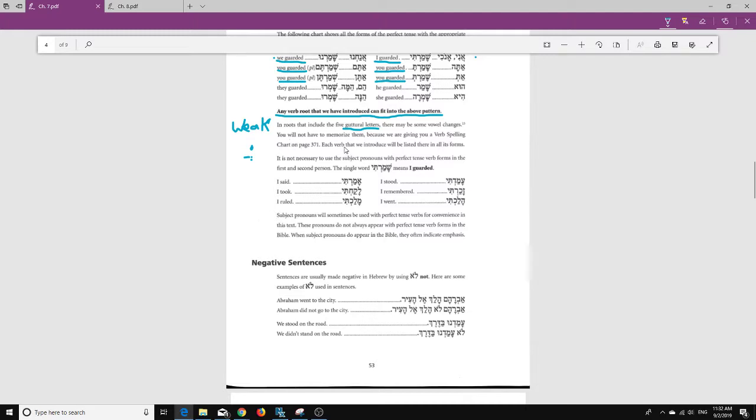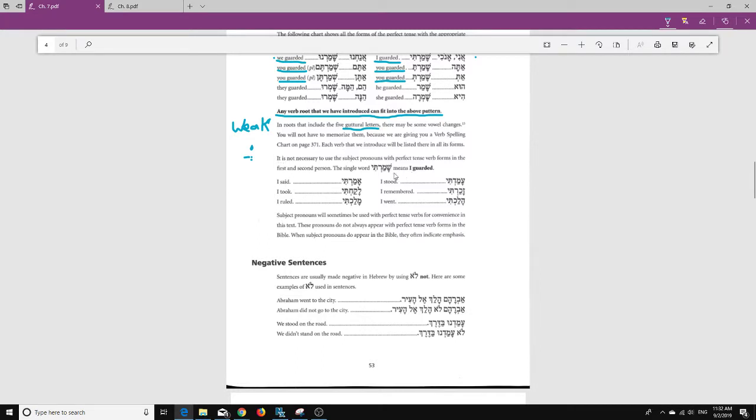So you're not going to have to memorize the guttural forms. Just be aware that it will have spelling differences. And this is probably for now. In future chapters, we will go over some of these in depth. Well, we'll get to that in later chapters. Just for now, be aware that there are weak verbs.